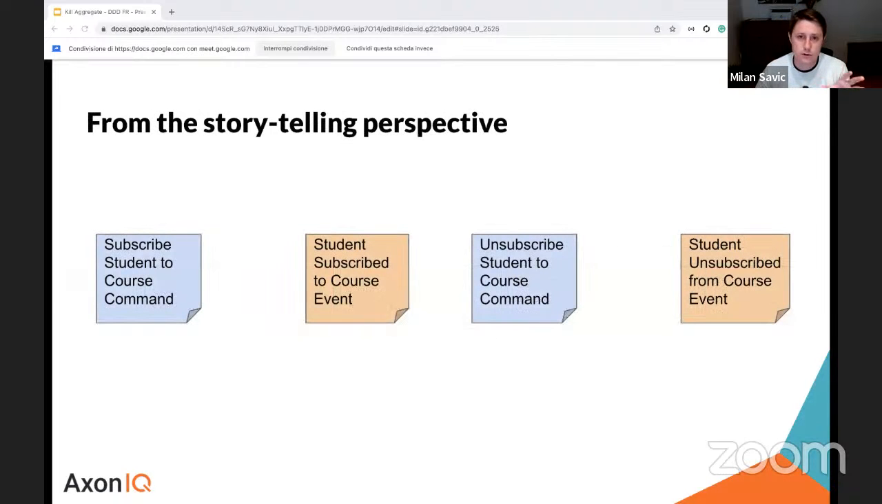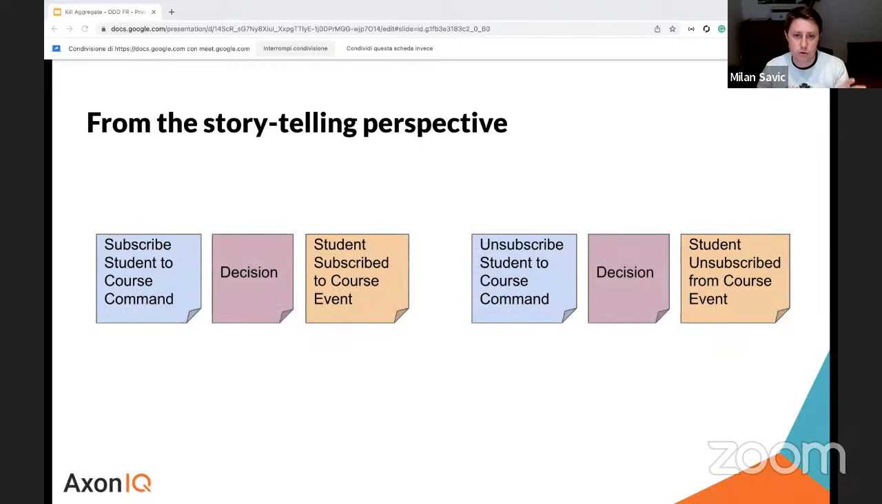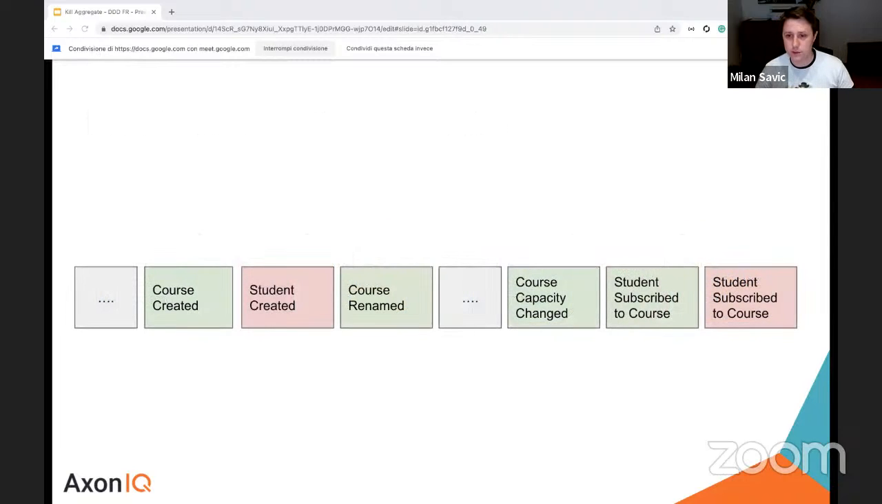From the storytelling perspective, it is much easier, right? When student subscribes to the course, we have a decision, student is subscribed. When student unsubscribes, decision, student is unsubscribed. So there are no duplicates. Let's try to get rid of them to see whether it is even possible.